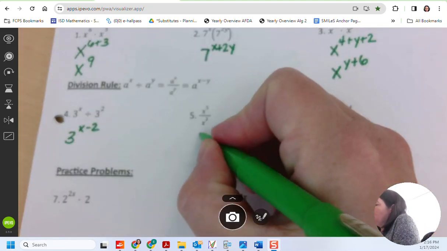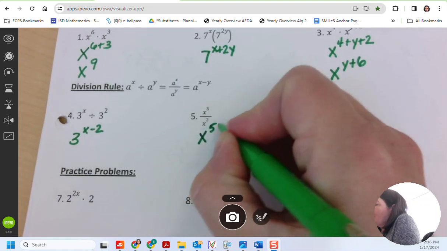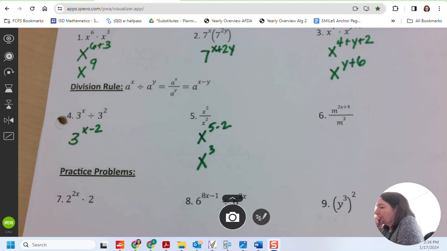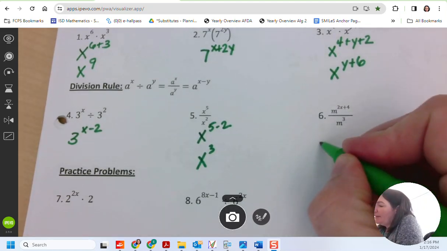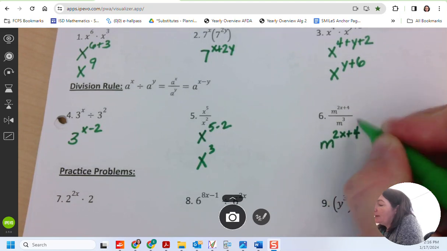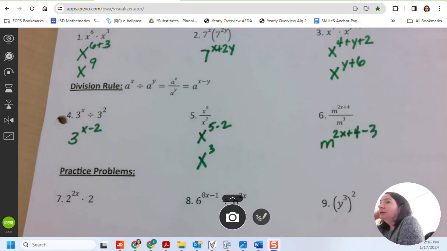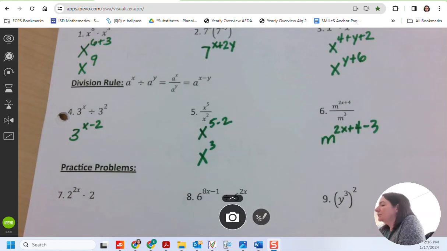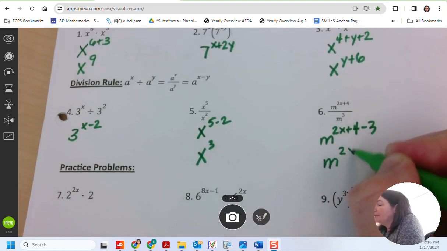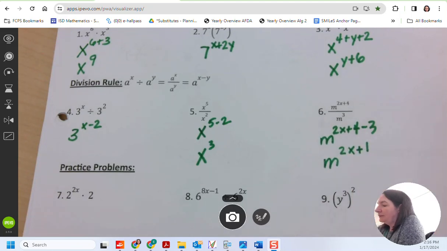For this one, you subtract your exponents. You have 5 minus 2, so you get x to the 3. And then for this one, I have m to the 2x plus 4, and then subtract the 3. Now, they're not all like terms, so only these two combine. So you should get m to the 2x plus 1.